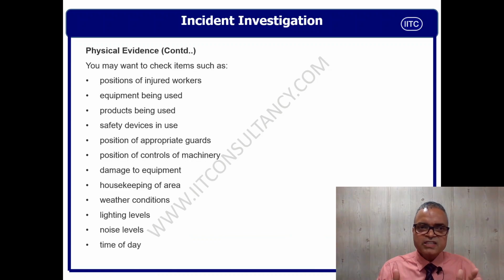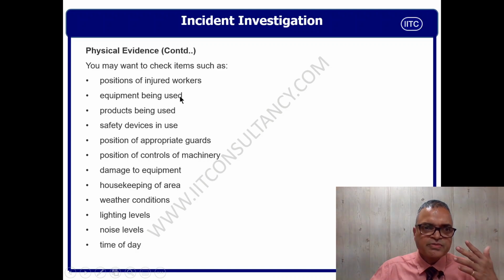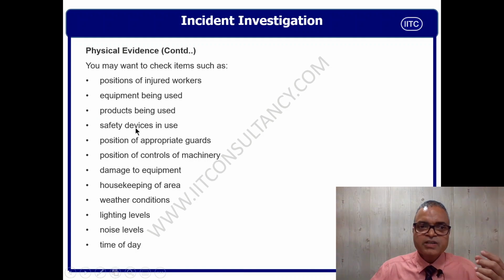Physical evidence may include the position of the injured worker. Probably the worker is not there, but you can simulate how the worker was working. Equipment being used, product being used, raw material, process material, and catalyst must be analyzed. Safety devices in use: any safeguard, any preventing, mitigating, or controlling safeguard. Position of appropriate guarding: whether guards were in the right place and position, and whether suitable and sufficient guards were there.